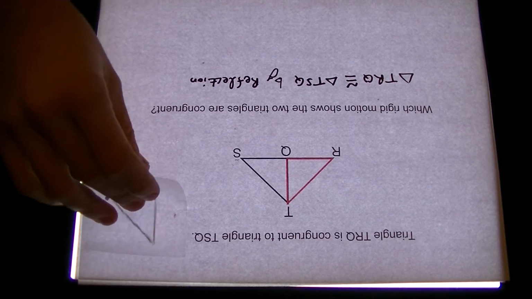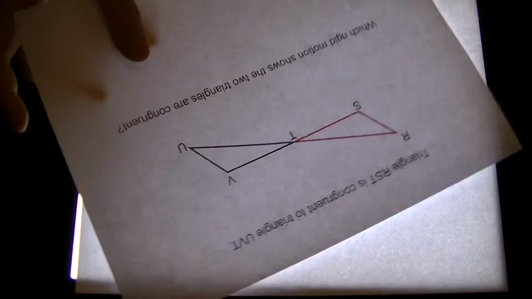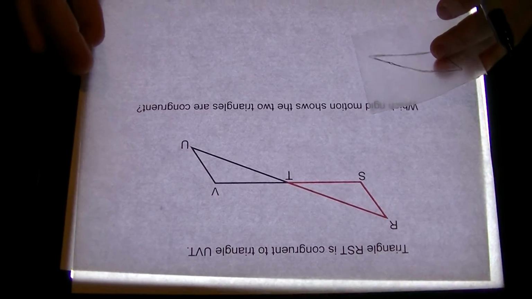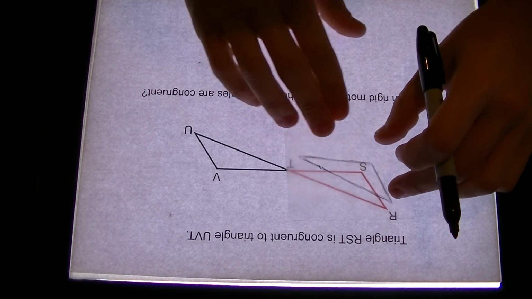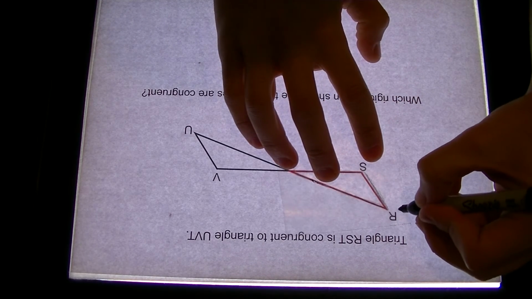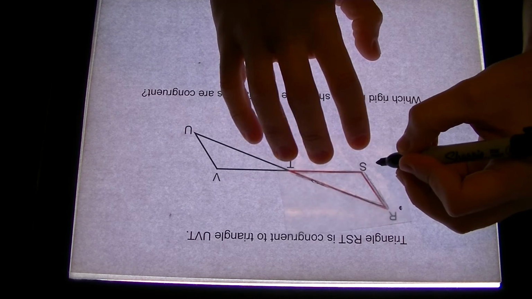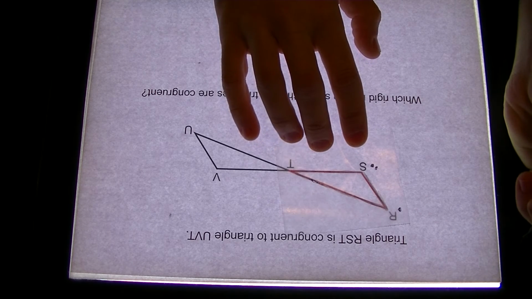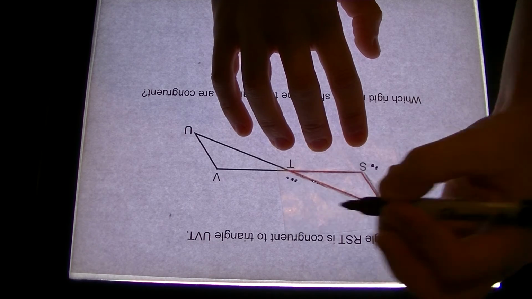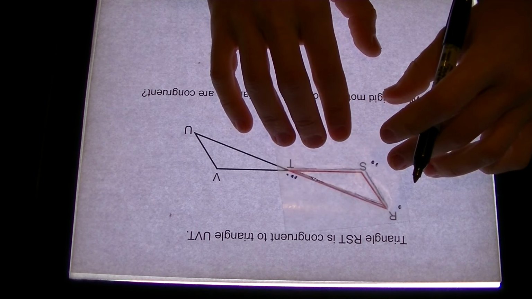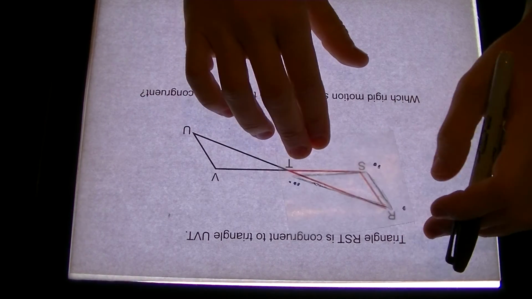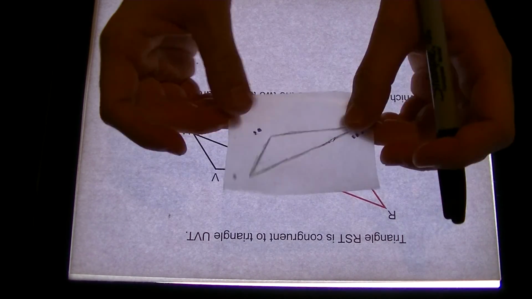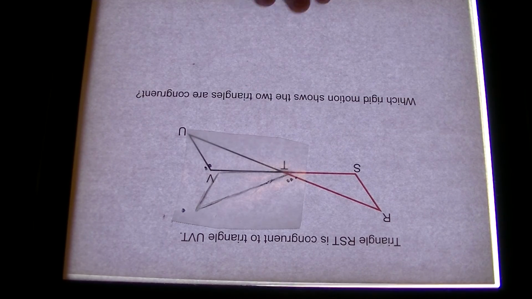Now, the final example we're going to look at in this video is seeing how I can prove that triangle RST is congruent to triangle UVT. So maybe I'll put one dot next to the R over here, two dots next to the S, and three dots next to the T, just so that I don't mistake which points are matching up. Now if I take this, translation doesn't really do it. A reflection also isn't going to do me too well.